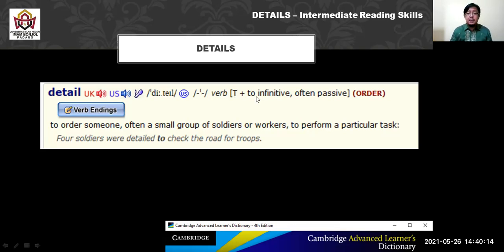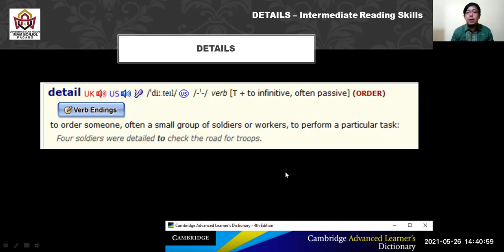he is right here with two infinitive, often passive. Biasanya dalam bentuk pasif, maknanya adalah order. To order someone, often a small group of soldiers or workers, to perform a particular task. Contoh misalnya, four soldiers were detailed to take the road for troops. Jadi, kalau kalian menggunakan kata detail dalam bentuk pasif seperti ini untuk past tense, berarti maknanya adalah untuk memerintahkan seseorang atau beberapa kelompok prajurit atau pekerja untuk melakukan sebuah pekerjaan atau tugas. So that's just what it means if you use the word detail.